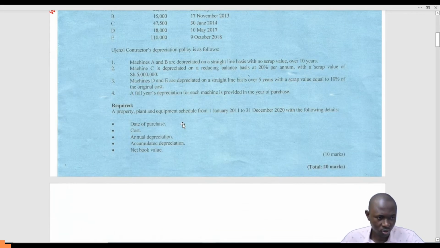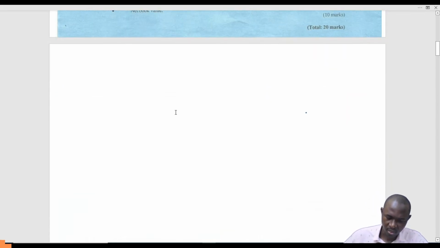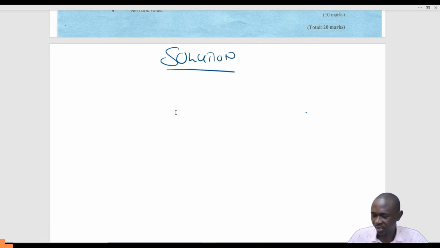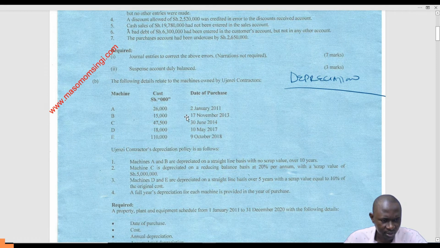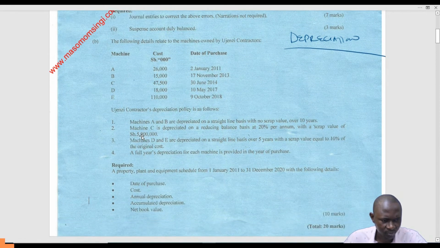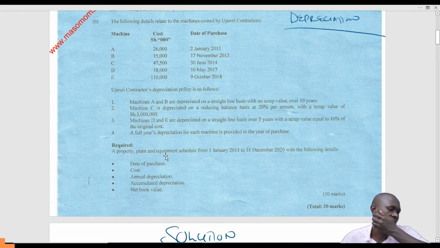So let's go straight into working. And this will be our worksheet. So we'll have the solution and then start right away. Part A has the date of purchase and the cost. Part B, I think this is where our focus should be, and part C is what is required of us.